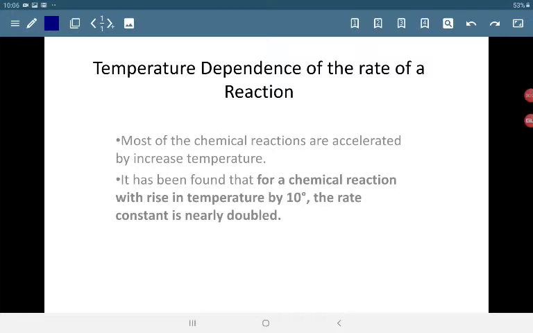doubled. Rate constant is directly proportional to rate of a reaction. So rate of a reaction becomes almost double by increasing the temperature of a chemical reaction by 10 degrees.